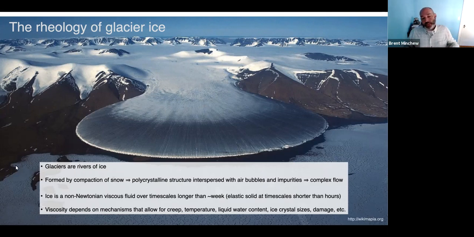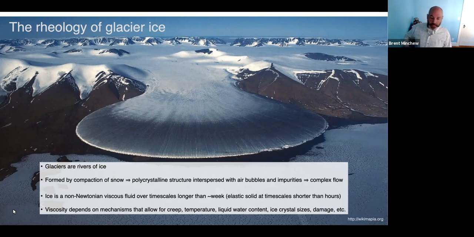So broadly speaking, ice is a non-Newtonian viscous fluid. This means viscosity is a function of stress. And that is true, non-Newtonian viscous fluid over time scales longer than about a week, kind of hand waving on that. Right? It's an elastic solid at time scales much shorter than that. And then it'll have properties of both elastic solids and viscous fluids at these intermediate time scales. But for a lot of the problems that we deal with in glaciology, time scales of weeks, months, longer, viscous fluid is a very good approximation for the rheology of the ice.